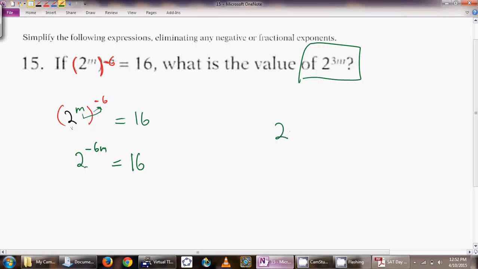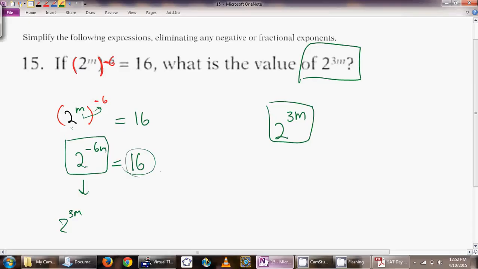And they want to know not what's the value of m, what's the value of 2, my base, raised to the 3m power. So, I'm not solving for m. I'm not solving for 2. I'm solving for this. The problem becomes, how do I make this number look like this number? Because if I can do that, then I apply that same process to the right side of my equation.